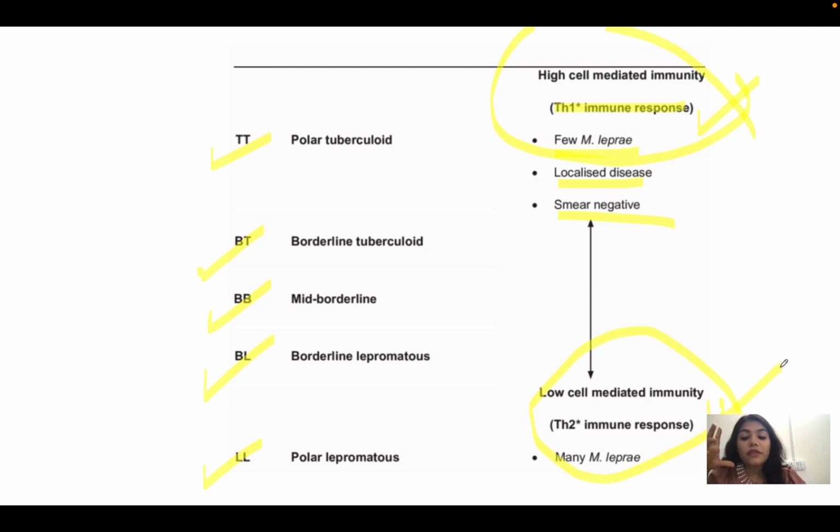Here there is sustenance of infections. The macrophages are infected with M. leprae and there is no such thing there that can help to kill it. So these M. leprae are infected in the macrophages, and these macrophages stay and they form granuloma, which are macrophage granuloma, and they disseminate here and there. So there are many M. leprae. It will be smear positive.